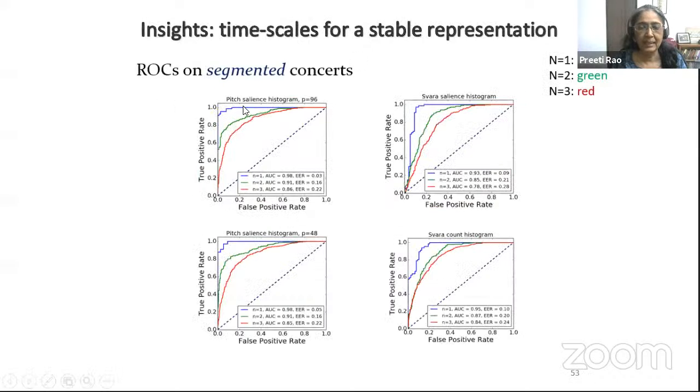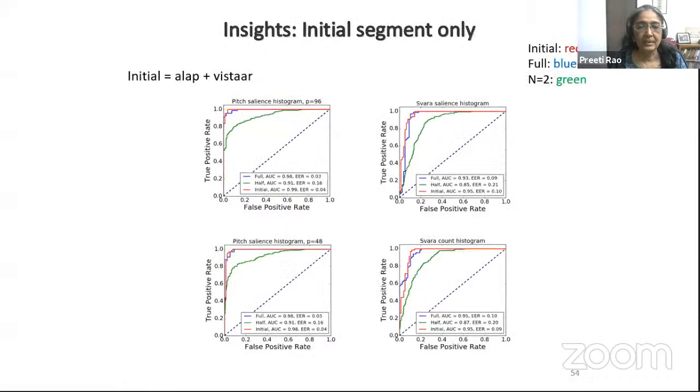We look at time scales now. For example, what is the amount of audio we need to come up with an accurate identification of the raga? The whole concert is great. But if you chop the concert up into smaller regions, we see performance going down. So it tells us that indeed the musician is conveying raga information over the course of the concert. Another interesting thing is that if you use only the initial part of the concert, you actually get very good raga information, which is also something that musicians know because they take a lot of pains in the beginning of the concert to reveal the raga.